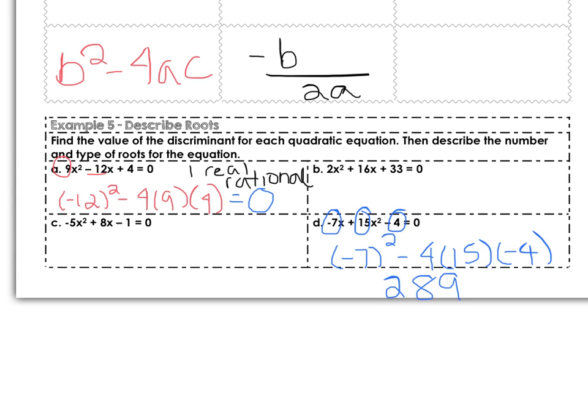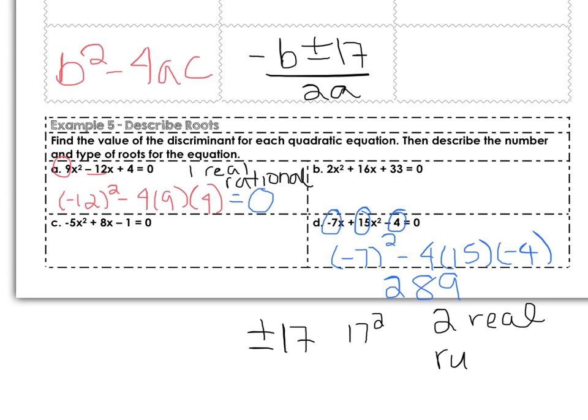Well, this expression, negative 7 squared minus 4 times 15 times negative 4, is 289. Notice that 289 is actually a perfect square. That's 17 squared. So no matter what, I'm going to have a plus or minus 17. So that's going to give me 2 roots. They're going to be real, but they're going to be nice numbers. Think about it. Negative b plus or minus 17 over 2a, those are going to give me rational numbers. I'm only ever going to have irrational numbers if it's not a perfect square. Try b and c on your own and check your answers.